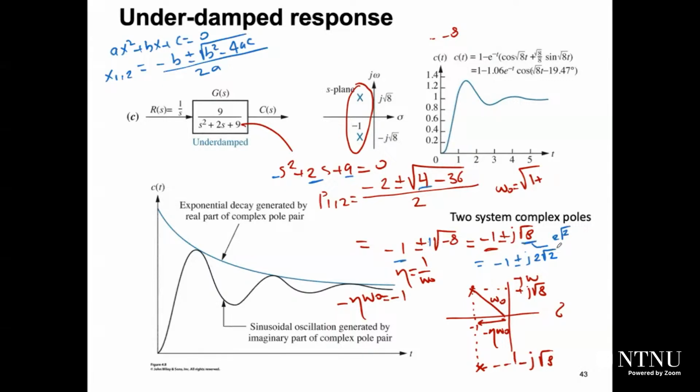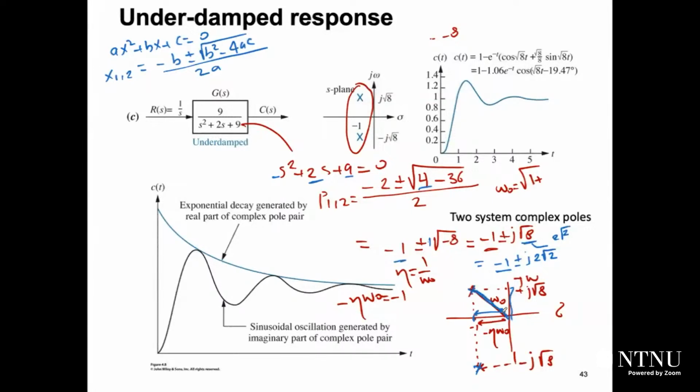So we have those two complex conjugate poles. We will have one here and one here. This is the real part, which is minus 1. And we have the imaginary part, which is plus j square root of 8 and minus j square root of 8. If you want to get omega n, the damped natural frequency, it will be this distance.